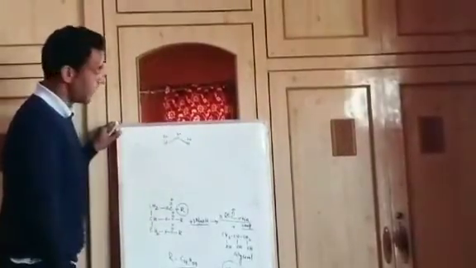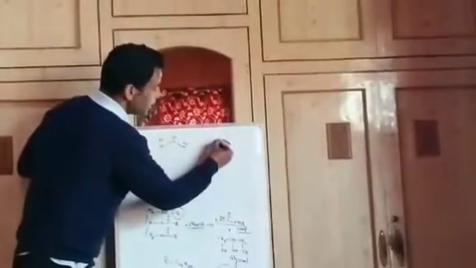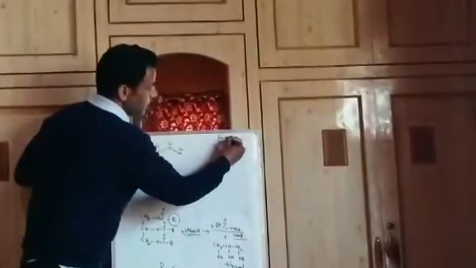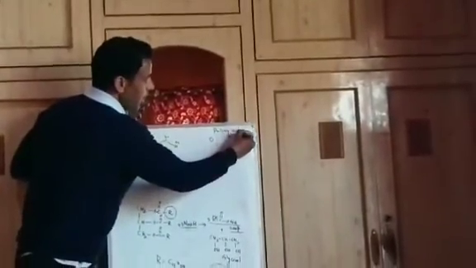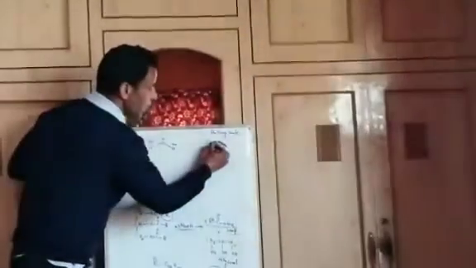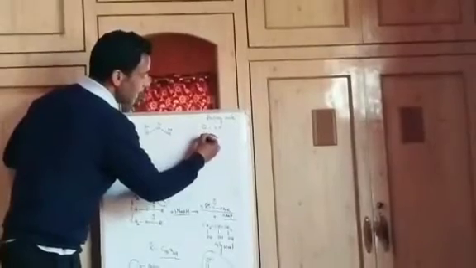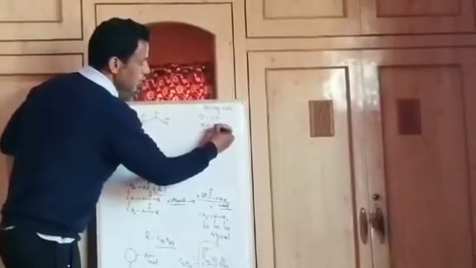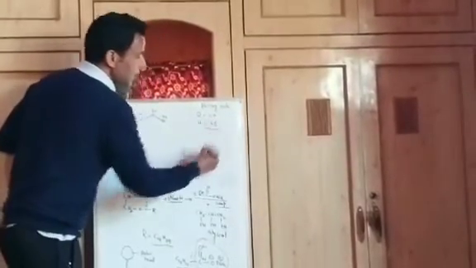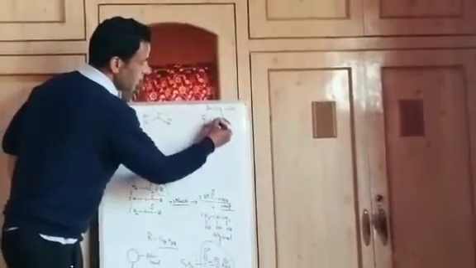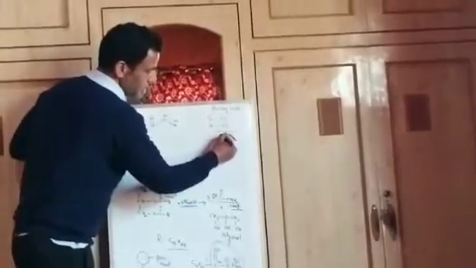This is on the basis of electronegativity. According to Linus Pauling's scale, oxygen has an electronegativity of 3.5. Hydrogen has an electronegativity of 2.1. Now the difference in electronegativity is 3.5 minus 2.1, which is equal to 1.4.